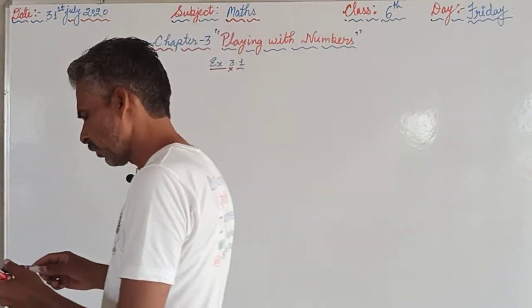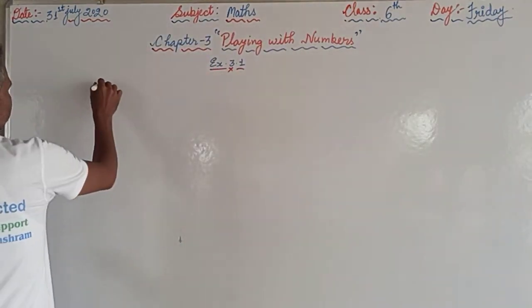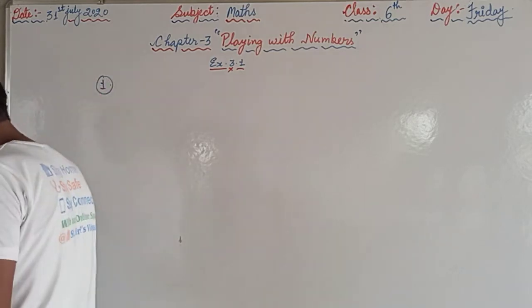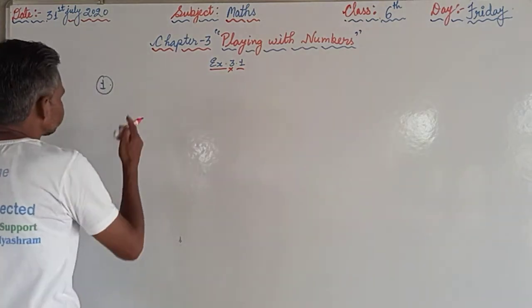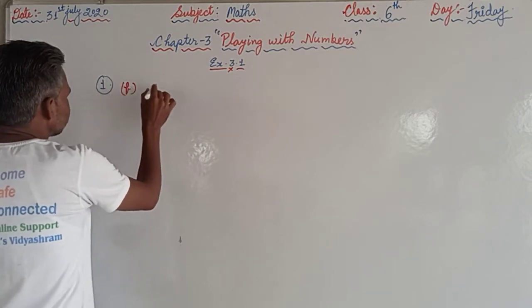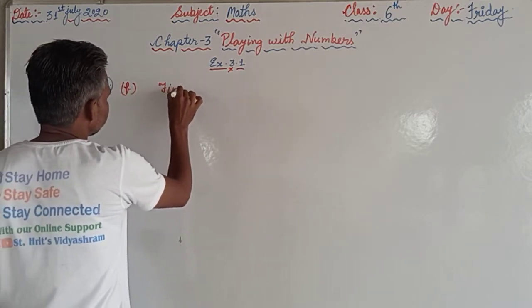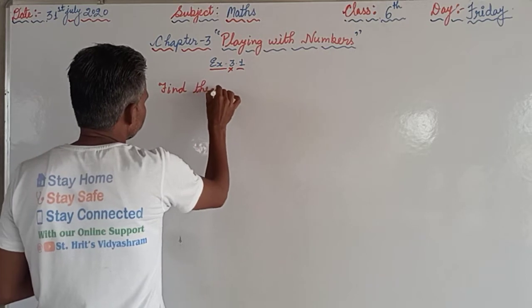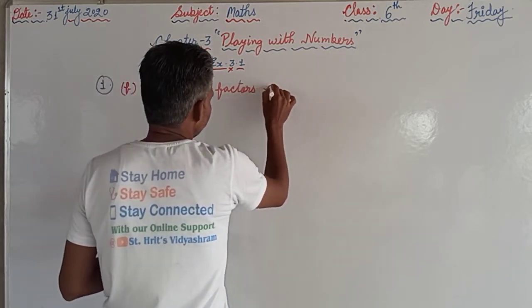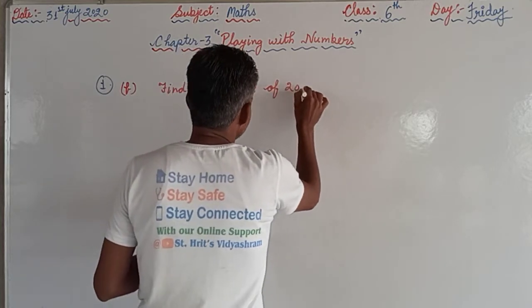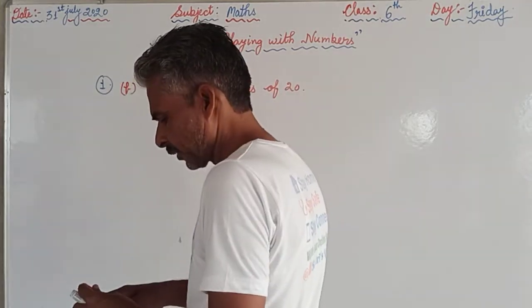We will take one question from question number 1. Part 1 and part 2 we have already solved in the previous video, so in this we will take part F. Find the factors of 20. We have to find the factors of 20.